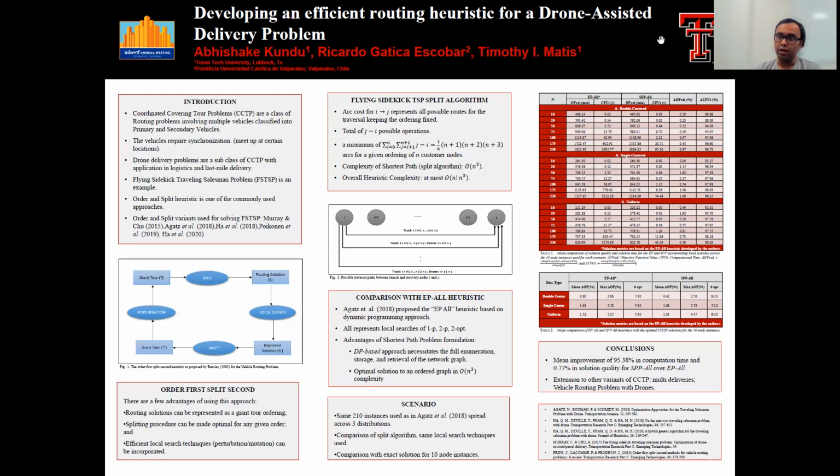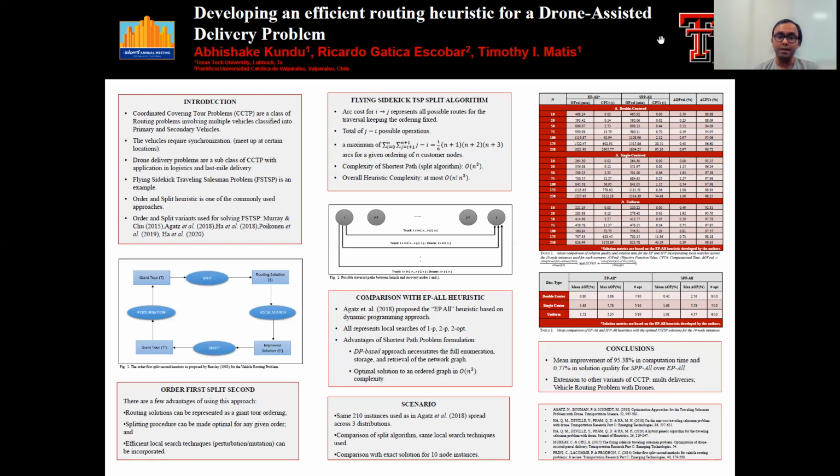And for a given ordering that has n customer locations, we can have a maximum of 1/6 times (n+1) times (n+2) times (n+3) number of arcs. And as a result, the split algorithm has a polynomial complexity. Now, when combined with the ordering part, we search a space of the complexity O(n!) to generate the ordering that gives us the optimal solution to the FSTSP in the worst case scenario. As a result, the overall heuristic complexity is at most O(n! n^3).